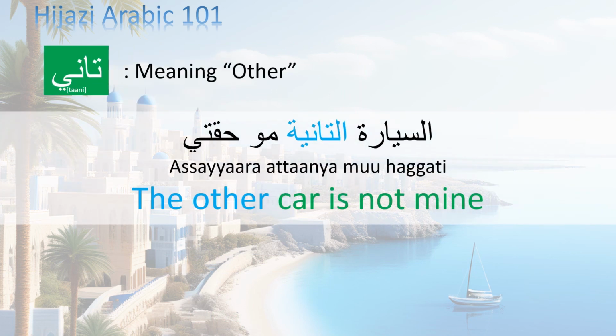Let's take a look at another example. السيارة التانية مو حقتي. The other car is not mine. السيارة, the car, التانية, the other, and together السيارة التانية would mean the other car. مو is not, and حقتي is mine in the feminine form because السيارة is feminine.